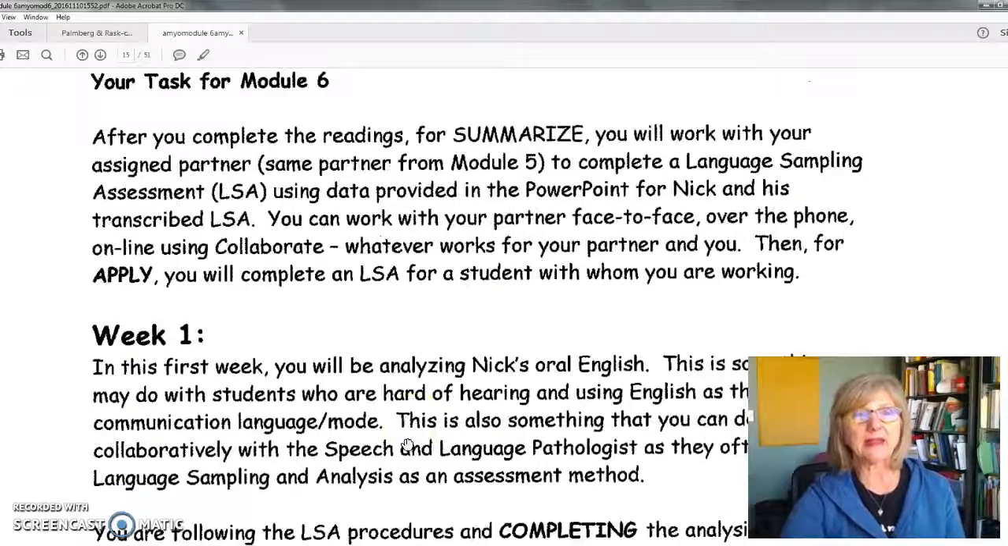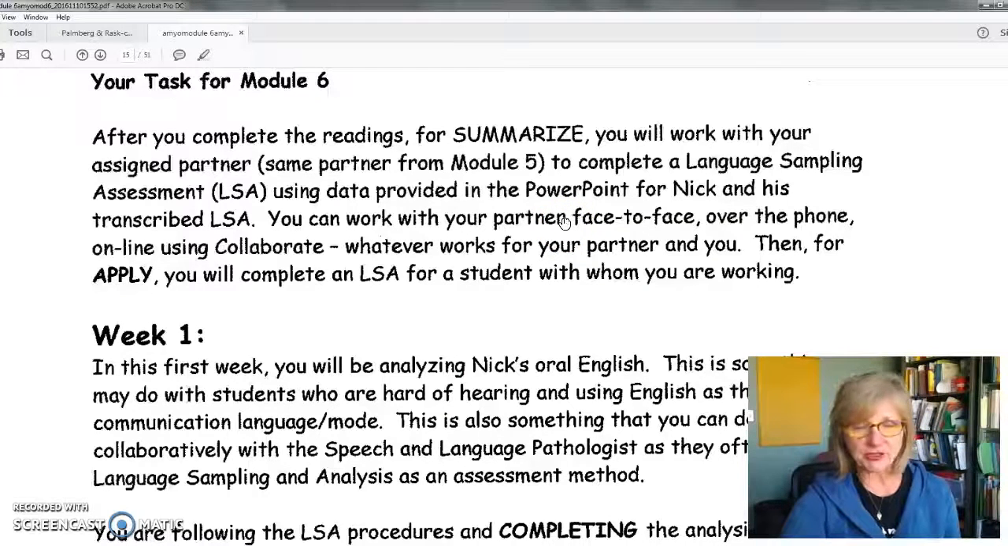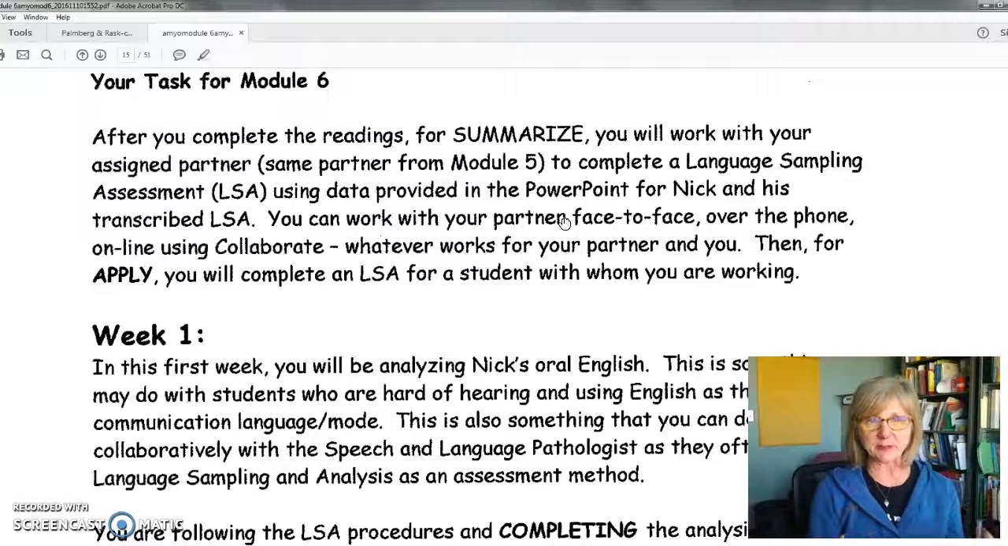And then here's your task. The task for Summarize is to work with your partner, look through all of the procedures, look for language sampling analysis, look at Nick's specific example where I actually do most of the work, but I also walk you through the analysis of an individual. I have like 3 or 4 samples where you actually can watch me analyze an utterance for its English language structure.